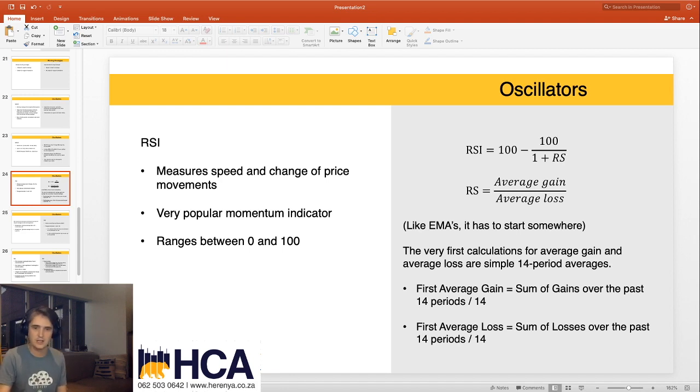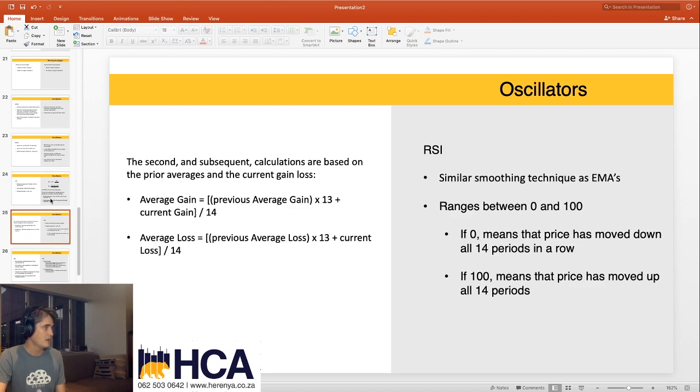So over the first 14 days, on every day it was down, what's the average divided by 14, and that gives us RS. Our calculation is 100 minus 100 over 1 plus RS, right? Then that's how we've calculated the first data point.